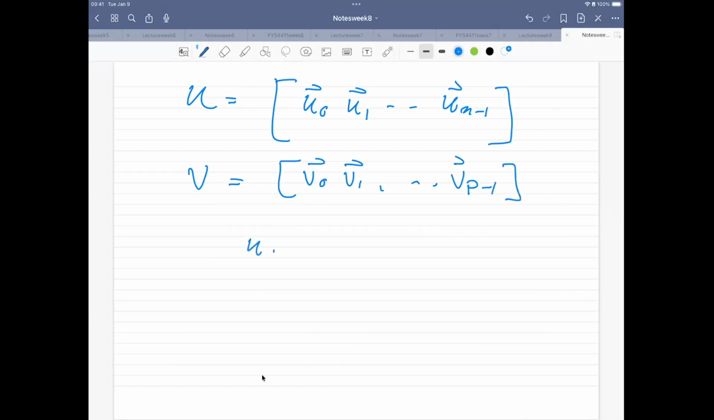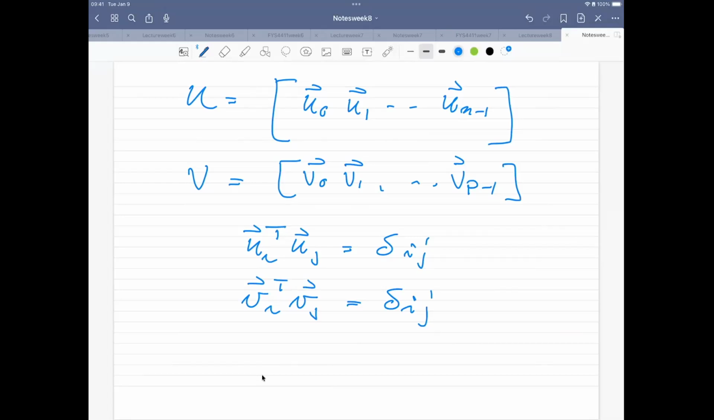And since they are orthogonal, what we have is that U of I transpose multiplied with U of J is equal to delta Ij. And the same with V of I transpose multiplied with V of J is equal to delta Ij. So these are orthogonal vectors. And this is something which we are going to use a little bit later after the break to show that we can use the singular value decomposition to reduce the dimensionality of the problem.